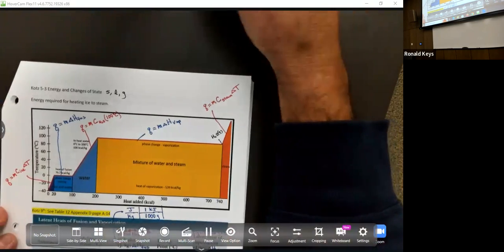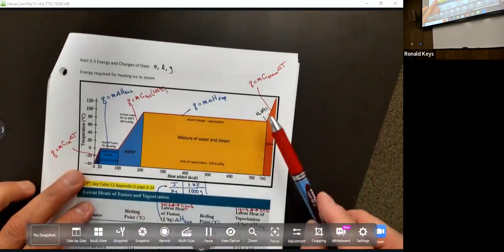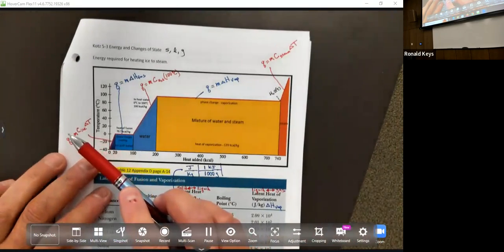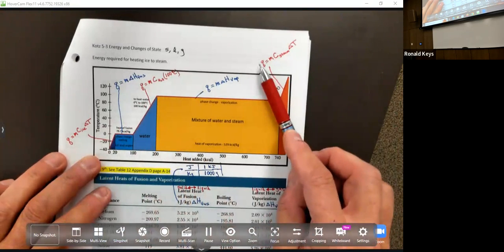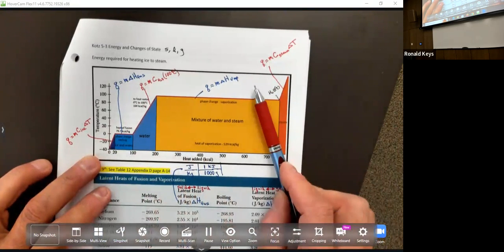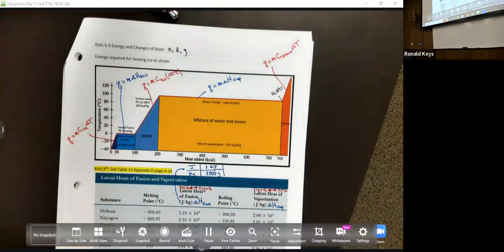So next time we meet, let me see what we're going to be able to do for the quiz. We'll talk about this. If we were calculating this, we would have to do 1, 2, 3, 4, 5 calculations and add them all up.